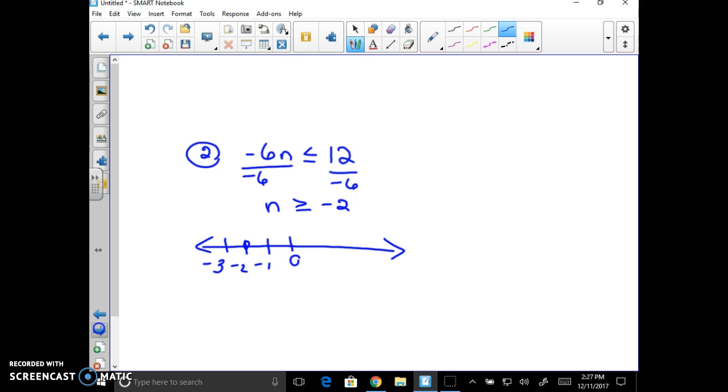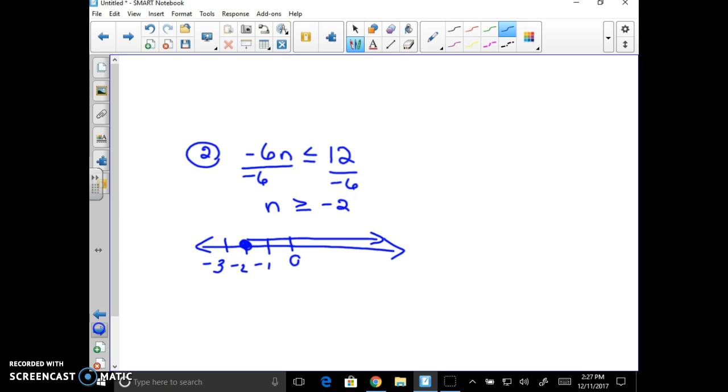And we know we have a closed circle because negative 2 can be substituted for n and make it true. And all of these numbers over here, like 0 I can put in, 2 I can put in, is going to make that inequality true. So the only difference between the inequalities and the equations is we have to make sure when we multiply or divide by a negative, we reverse the inequality symbol.